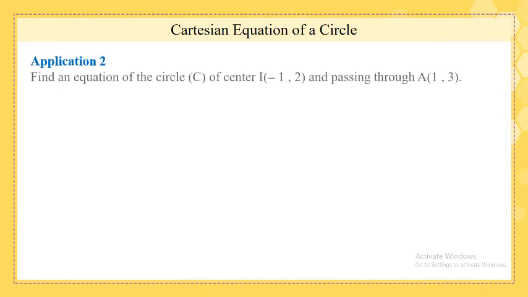Application 2. Find an equation of the circle C of center I whose coordinates are -1, 2 and passing through A, 1, 3. Please pause the video and give yourself some time to think and answer.